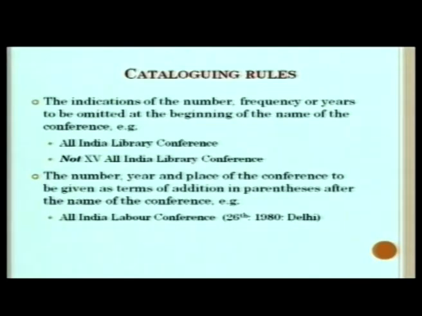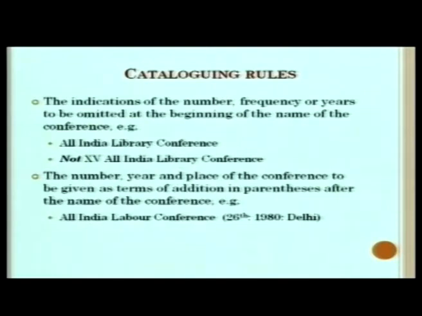Coming to the cataloging rules prescribed for documents that are the outcome of conferences, seminars and symposia: the indications of the number, frequency or year are to be omitted at the beginning of the name of the conference. While writing the title, for example, All India Library Conference. If it is the 15th All India Library Conference, we cannot mention the number in that. So, here it should not be written like 15th All India Library Conference.